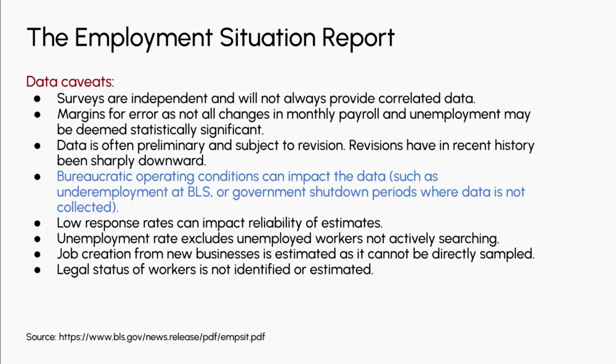Bureaucratic operating conditions can also impact the data. It's been reported that BLS staffing is down 20% since 2010 and they have had a large number of leadership vacancies. Then, of course, there's the lack of funding for surveys during government shutdowns, when the data simply goes missing from the models and averages. Low response rates can impact the reliability of initial estimates. The official unemployment rate excludes unemployed workers not actively searching or who have dropped out of the job market entirely. Job creation from new businesses is estimated as it cannot be directly sampled. And finally, the legal status of workers is not identified or estimated.